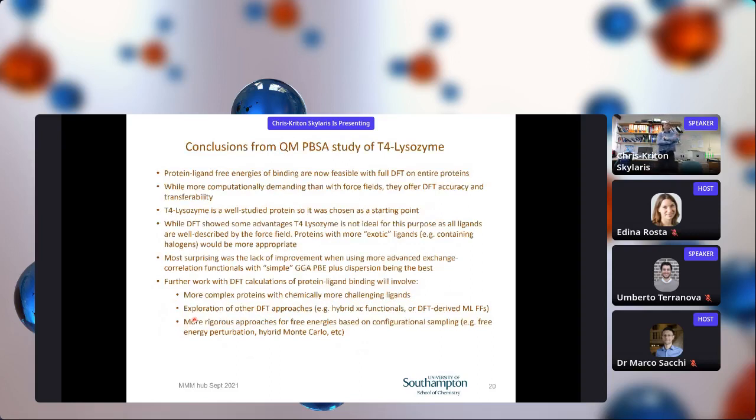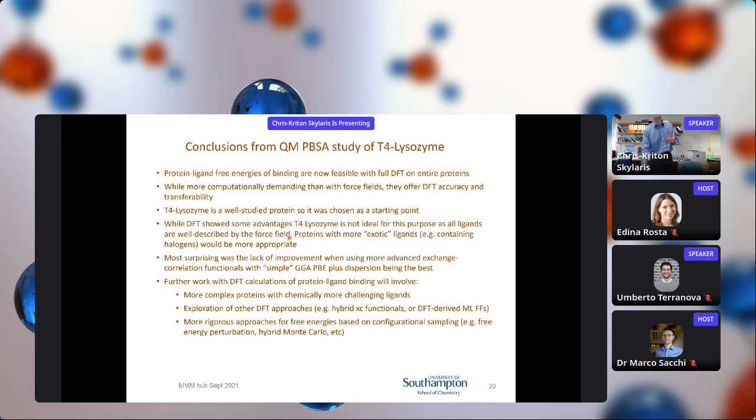Okay, thank you. So in terms of the conclusions from this study, what I want to say is that DFT shows the promise of higher accuracy and transferability, but T4 lysozyme was chosen as a starting point because it's a well-known protein, but it's not ideal for this purpose because all the ligands that we tried are simple molecules that are well described by force fields.